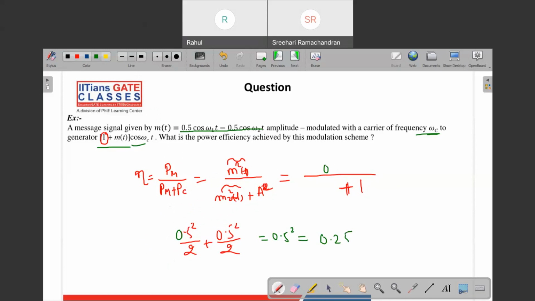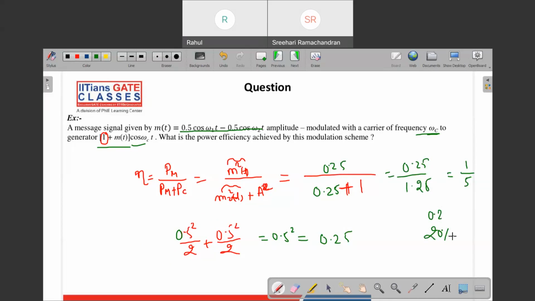So it is equal to 0.25 plus 0.25, or you can say 0.25 divided by 1.25, which is equal to 1 by 5, or 0.2, or you can say 20%. So here, this is the power efficiency that we are getting.